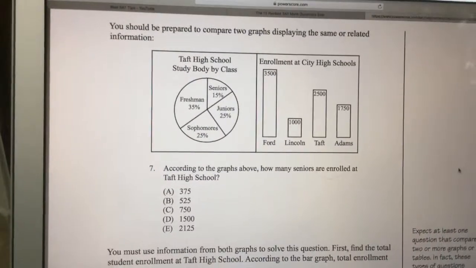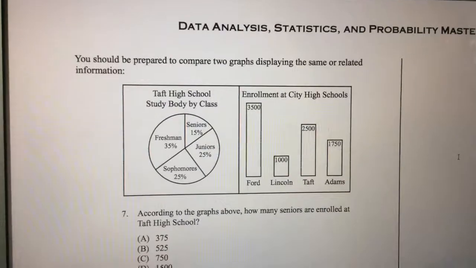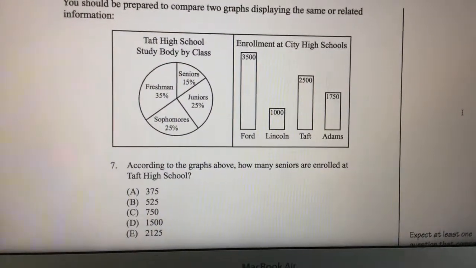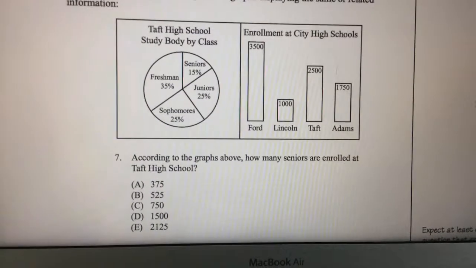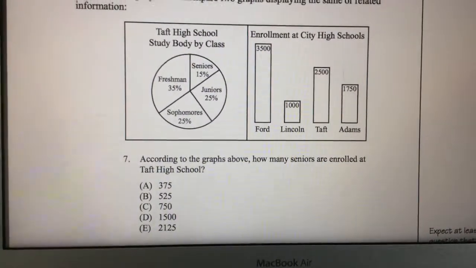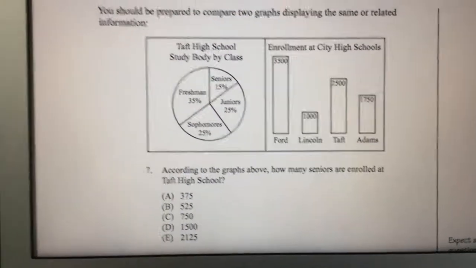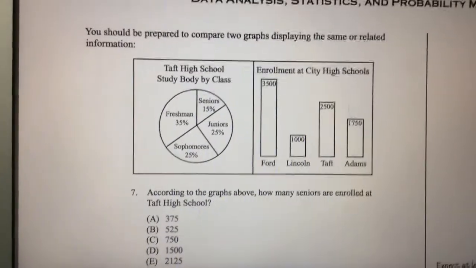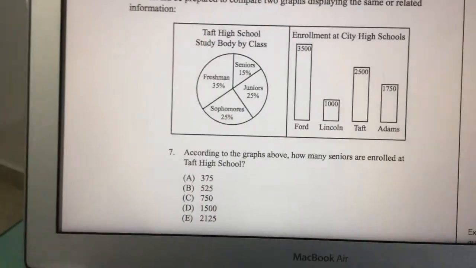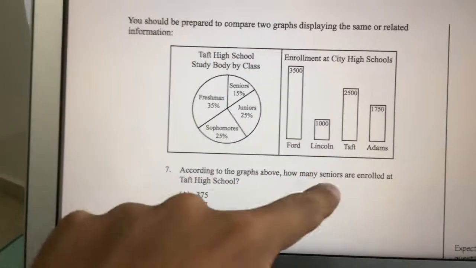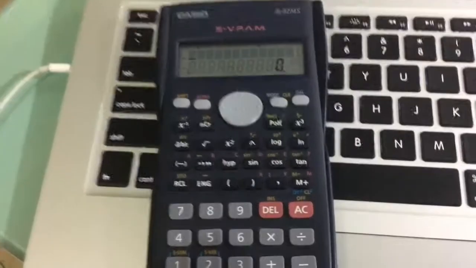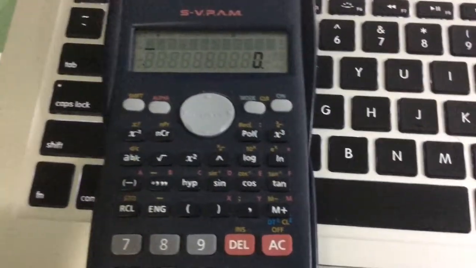This is another problem that we have. Guys, this one is very easy. Here it says, according to the graphs above, how many seniors are enrolled at Taft High School? This is a very, very easy question in the SAT. If you find one of these questions, you might say, thank you, God. It asks how many seniors are enrolled at Taft High School. So the only thing you need to say is, okay, how many, the percent?